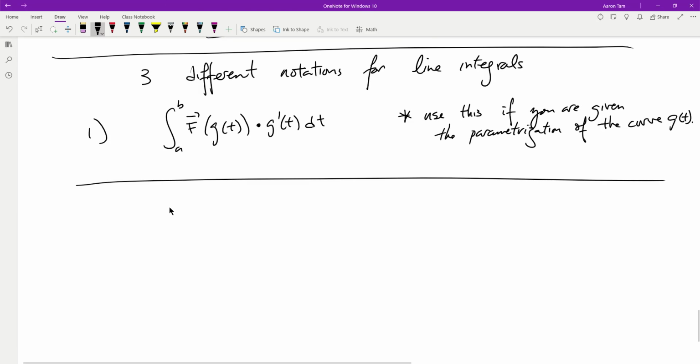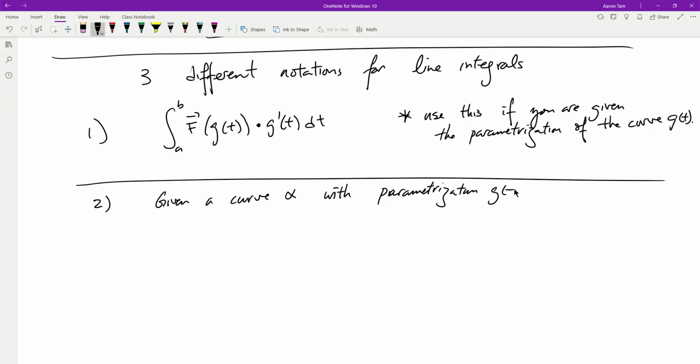What else could you be given? Well, how about something like this? Let's say you're given a curve alpha with parameterization g of t, where t goes from A to B. Then the line integral can also be written this way.